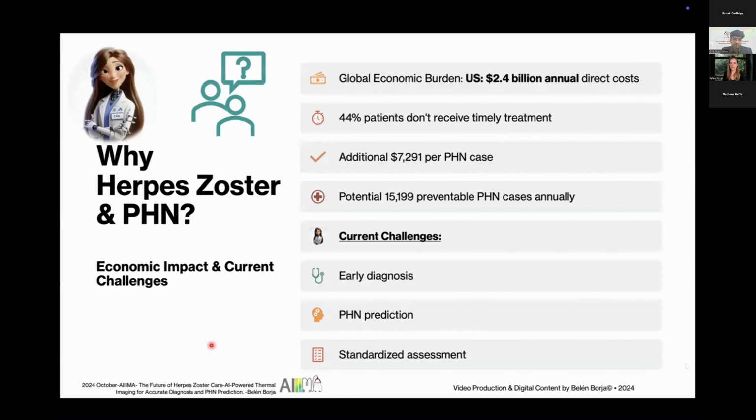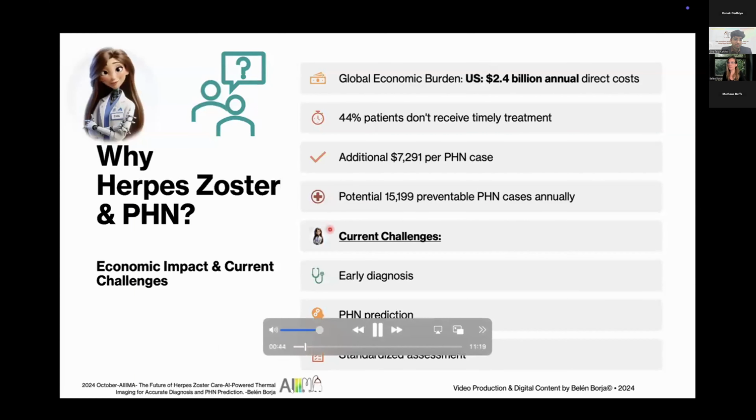Brace yourselves, we're about to ignite a thermal war on herpes zoster and postherpetic neuralgia. The numbers are staggering, a jaw-dropping $2.4 billion in annual costs for the US, and a shocking 44% of patients missing out on timely treatment. And if that wasn't enough, each case of post-herpetic neuralgia piles on an extra $7,291, with over 15,000 potentially preventable instances every year.